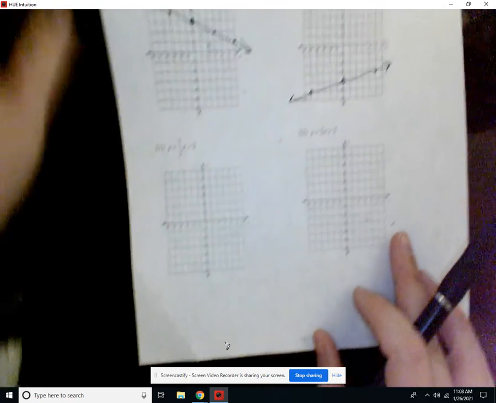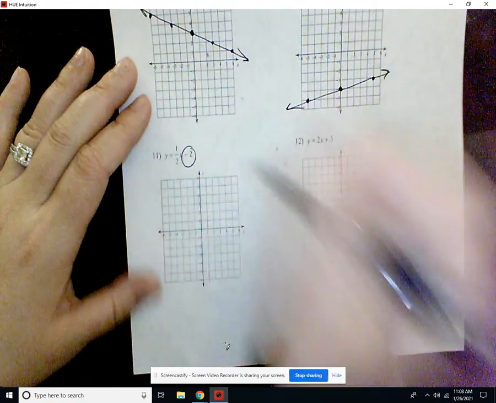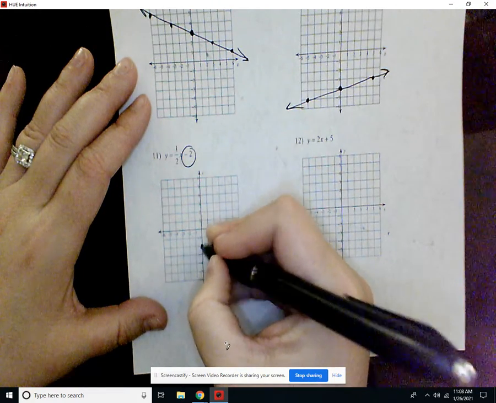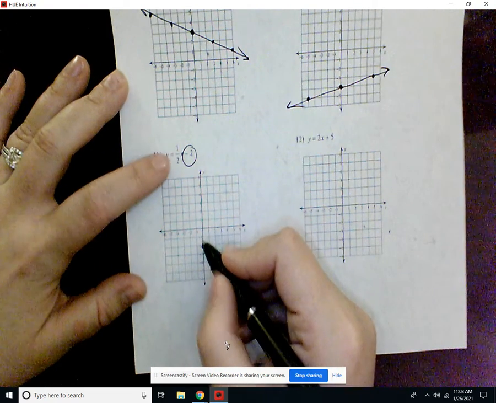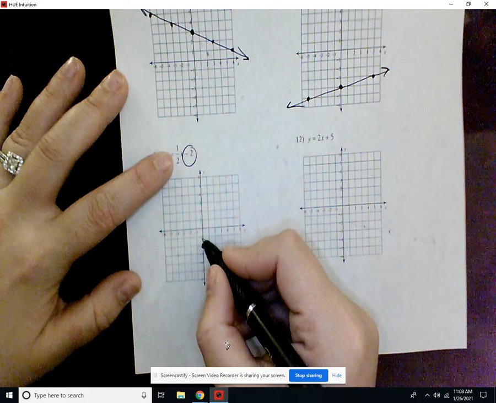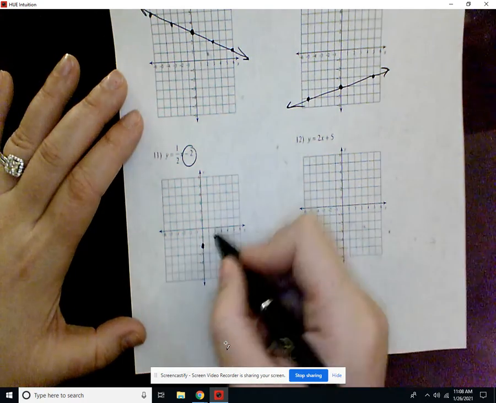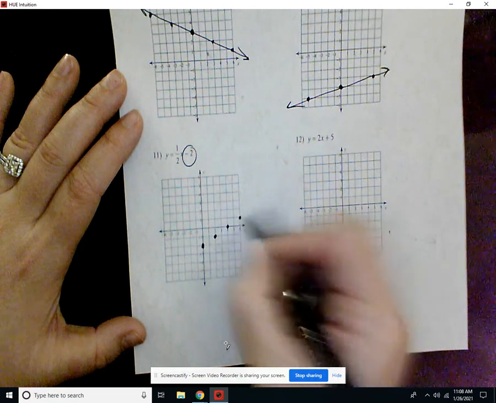Okay, number 11, 1/2 x minus 2. So again, we start at the back, which is the -2. Start at the origin, go down to the -2. So the top numbers are rise. We're going to rise 1. Our fraction's positive, so we're going to run to the right 2. 1, 2. And then we're going to continue. Rise 1, run 2. Rise 1, run 2.